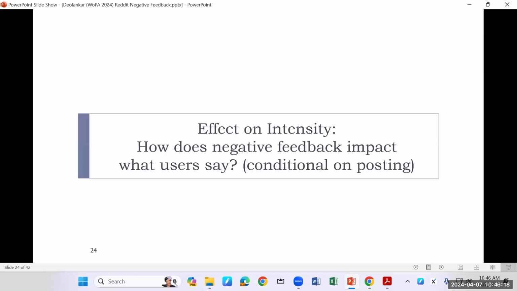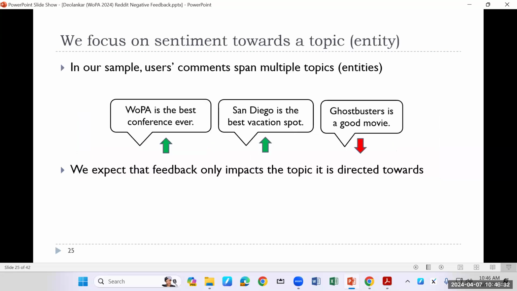Okay, so our second research question is, how does receiving negative feedback alter the nature of subsequent content? Specifically, we are focusing on the intensity of subsequent content. I'll be more concrete about what I mean by intensity in the next few slides. In our sample, a user's comments can span multiple topics. So the same user can say, Bhopal is the best business conference, San Diego is the best vacation spot, Ghostbusters are good. It's likely to be me on the platform.